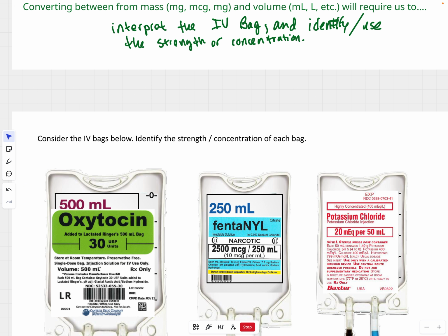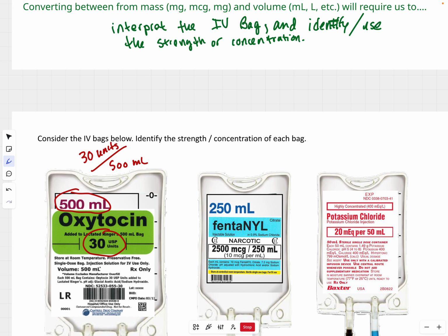For this first one, we have 500 milliliters. That is the volume of this IV bag. And this IV bag has 30 units of oxytocin. So that means if we are considering IV rates and we wanted to be mindful of how many units or milliunits this individual would be receiving, we have to use that strength, that concentration in our conversion.